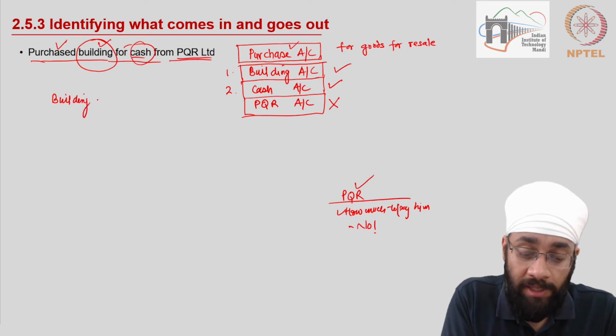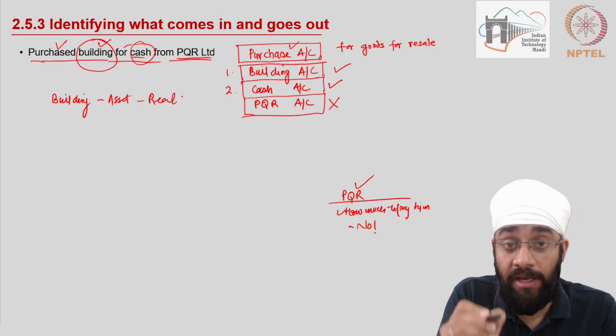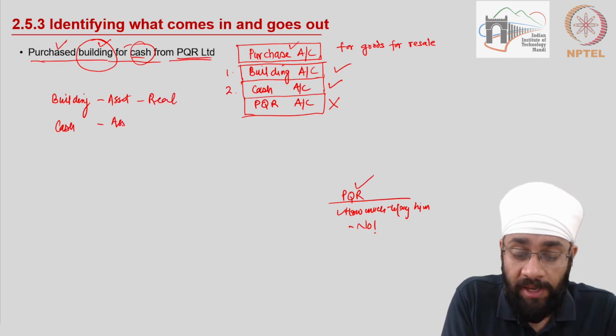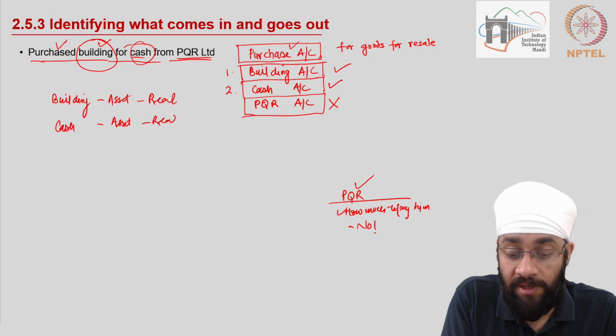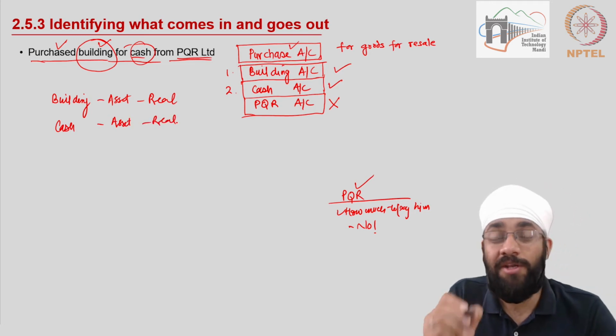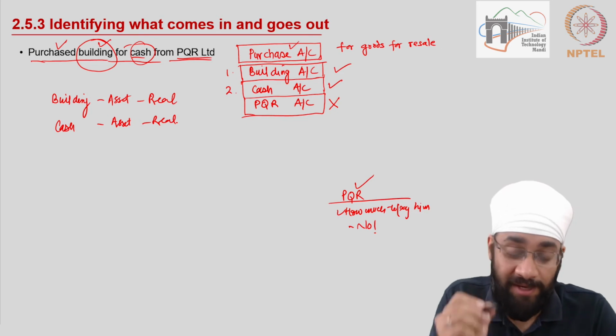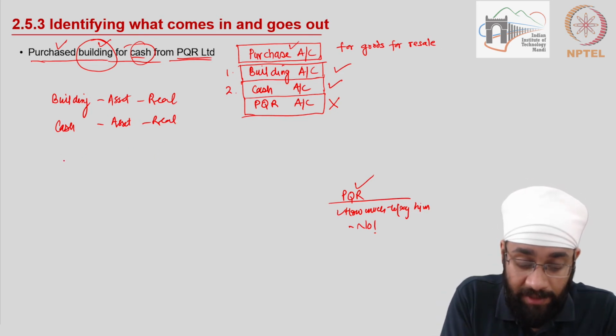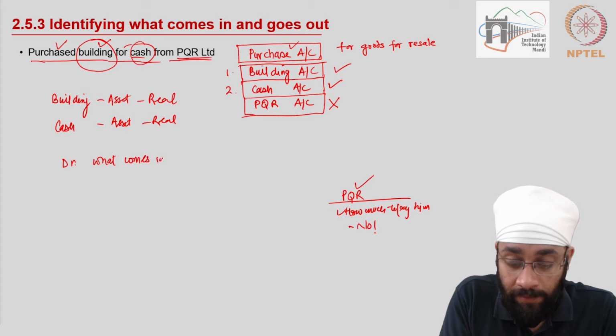Now, building is an asset and hence a real account. Cash is also an asset and hence a real account as well. What is the rule of debit and credit for the real account? The rule for debit and credit is debit what comes in and credit what goes out.